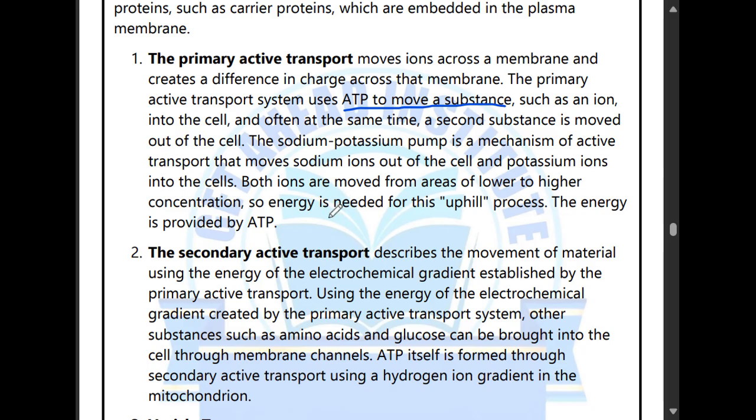Okay, so you'll find that both ions, the sodium and potassium, actually move from their areas of lower to higher concentration. So you'll find that the energy is needed for this uphill process, and that energy is provided by ATP, which is adenosine triphosphate. Is that clear on primary active transport?